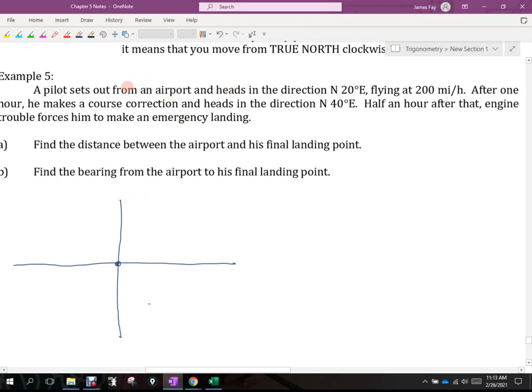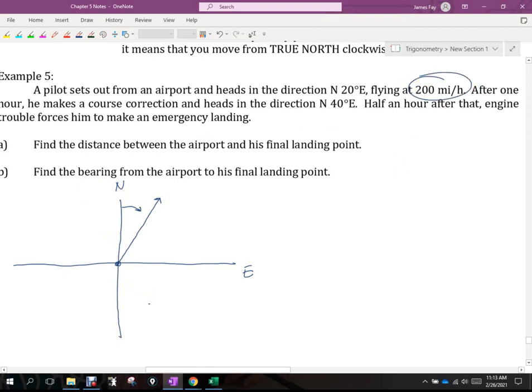But he starts flying from the airport and heads in the direction north, 20 degrees towards the east. So that's north, that's east. He's going to go north, but he's going to deviate 20 degrees. Is that okay with everybody? Okay. And that would produce maybe that vector right there, which is going to be a side of our triangle here in a little bit. Now it says he's going 200 miles per hour.